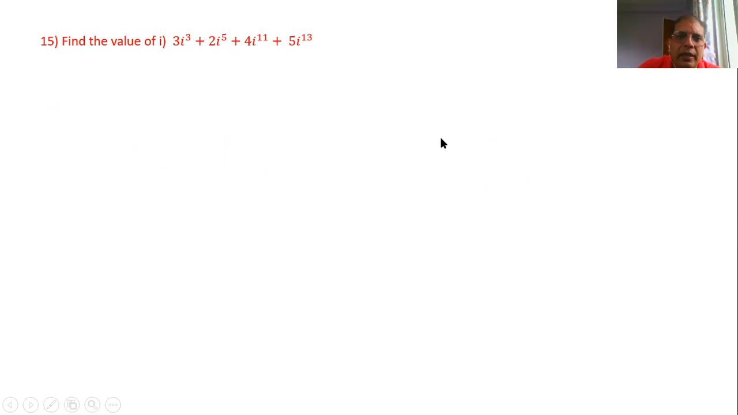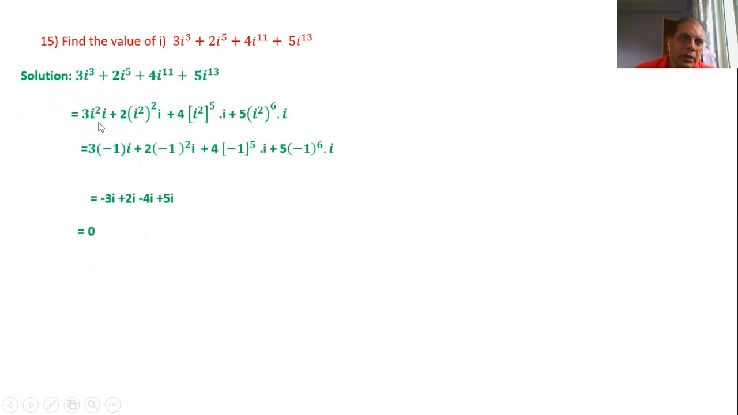So you can recall, if i is root under minus 1, then i square is equal to minus 1. Then you can do this power of i cube, i power 4. How much will this be? Now for this one, it is your question, and you should break i power 3 as i square into i, i power 5 as (i power 2) whole square into i, i power 11 as (i power 2) power 5 into i, and i power 39 as (i power 2) power 19 into i. Now i square is minus 1. You can write minus 1 in the place of i square.